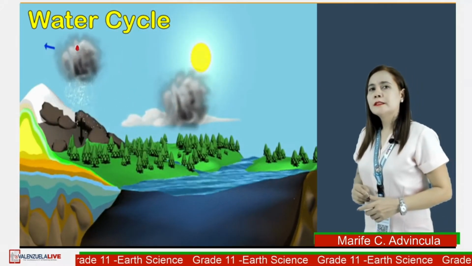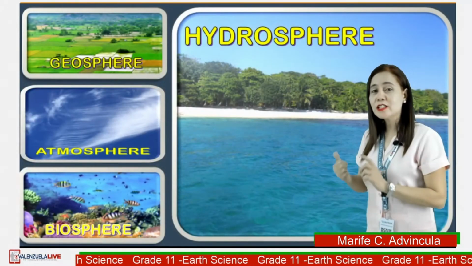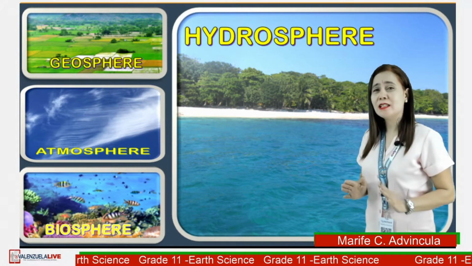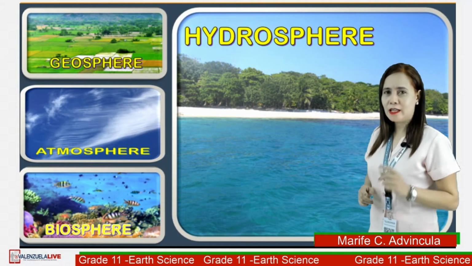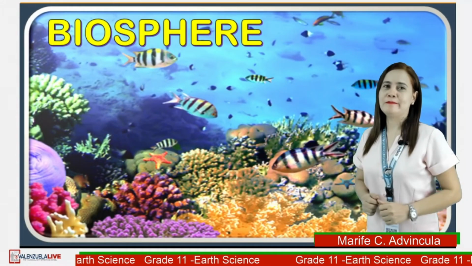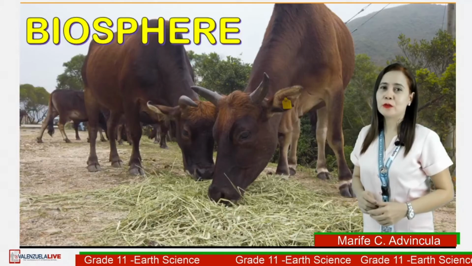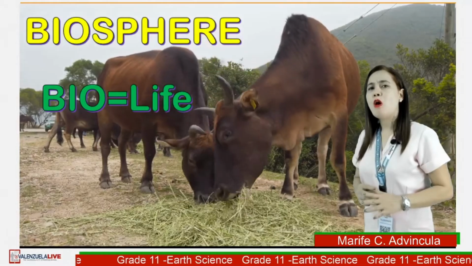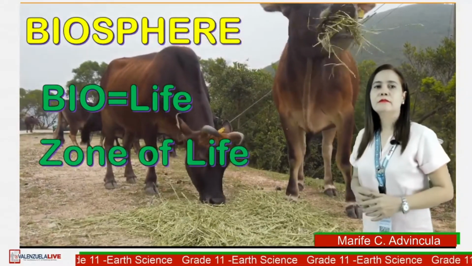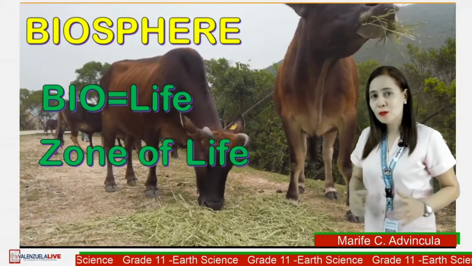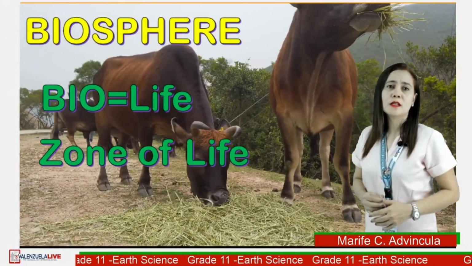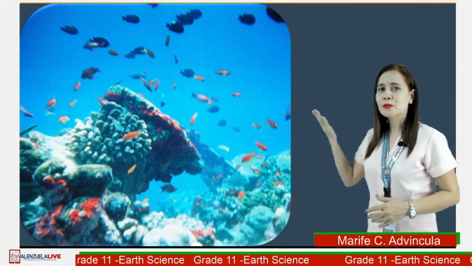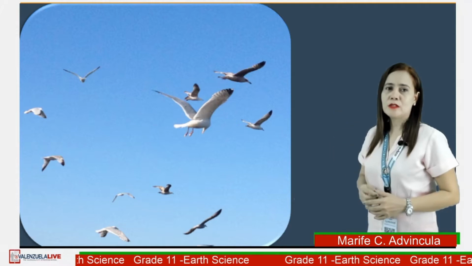Now that we are done discussing geosphere, atmosphere, and hydrosphere, let us now proceed to the last subsystem of the Earth, and it is called the biosphere. Bio comes from a Greek word meaning life. The biosphere includes all forms of life. It is referred to as the zone of life. It includes living things found in the deepest part of the ocean and in the highest part of the atmosphere.